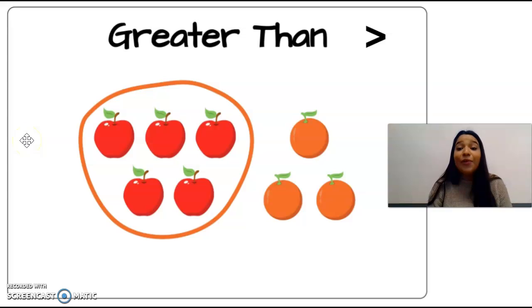Next we have greater than. So greater than is which one has more, or what number is bigger. So right here we have 5 apples. So 5 apples is greater than 3 oranges. And make sure you use your greater than symbol.